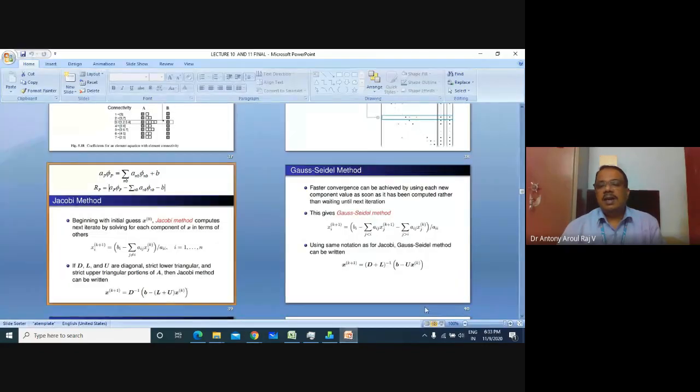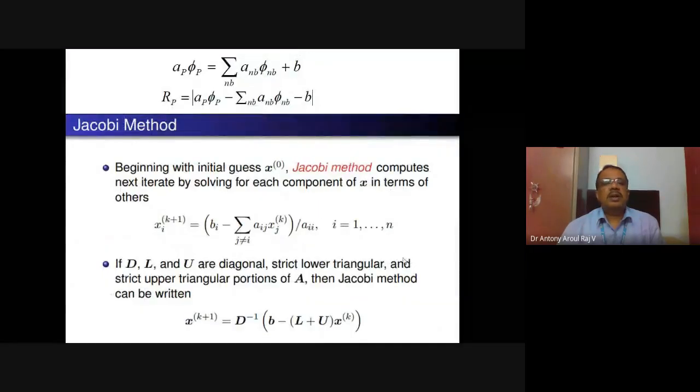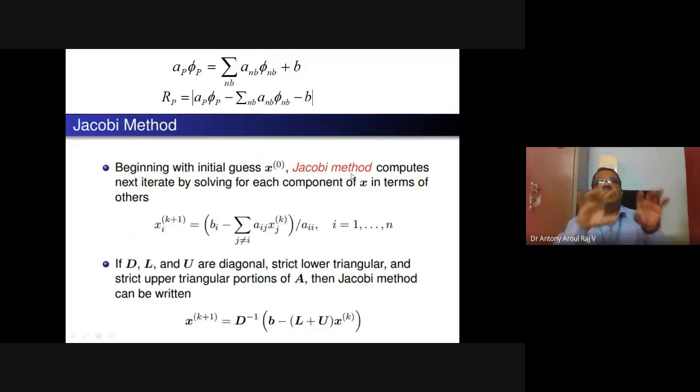After that, we can iterate by the Jacobi method. In Jacobi, I give all the initial values, go to the algebraic equations, solve them, and get a new set. Then I make that new set of solutions the guess solution. Again I have to solve the equations. That is the second iteration.